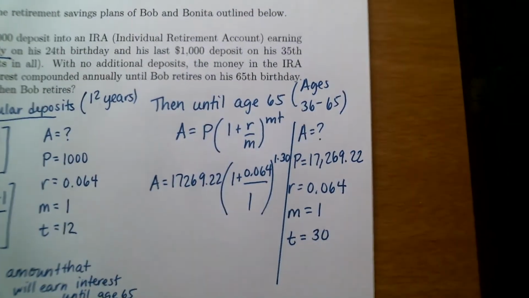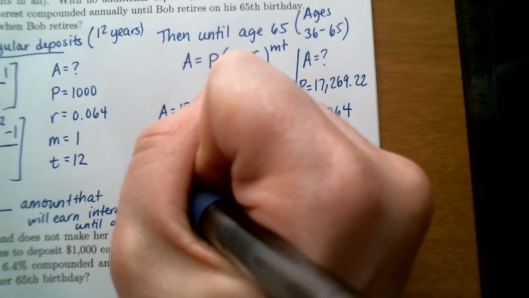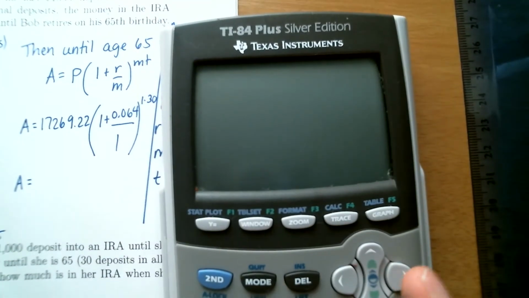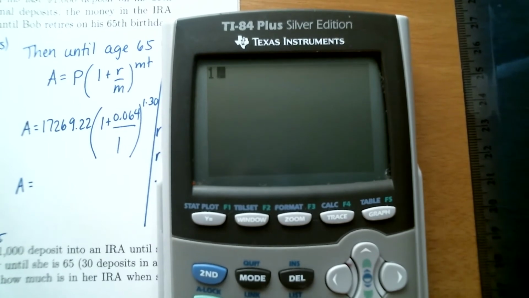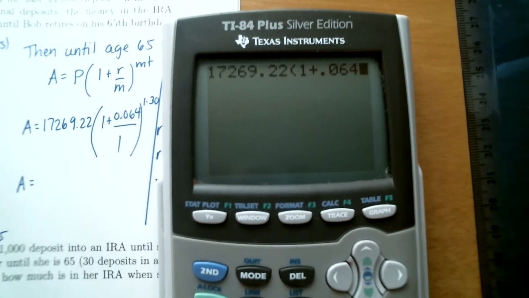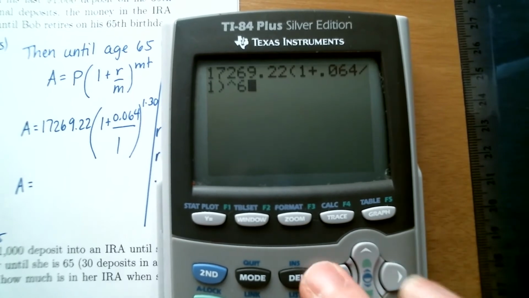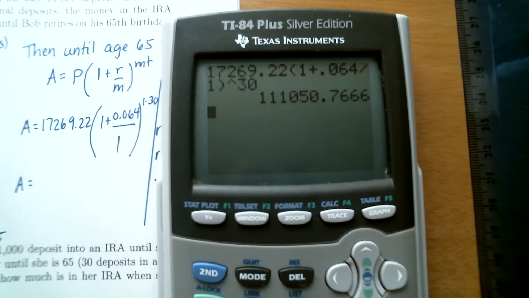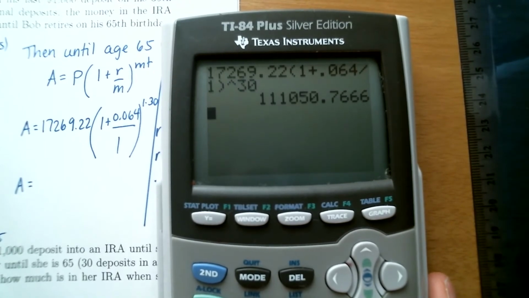All right, so plug it in, and that's going to give us the account balance at age 65. Okay, so let's see, we left off here. I'm going to go ahead and clear it out. So $17,269.22 times 1 plus 0.064 divided by 1. You can do the exponent in your head. If not, put it in parentheses. So that will be the account balance at age 65 for Bob.